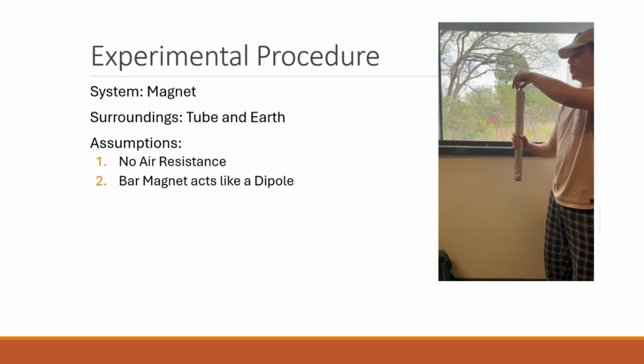Experimental procedure. Our system was the magnet, the surroundings were the tube and earth, and our assumptions, we said there is no air resistance, and the bar magnet acts like a dipole, north and south pole. And on the right there is a picture of myself dropping a magnet into the aluminium tube.